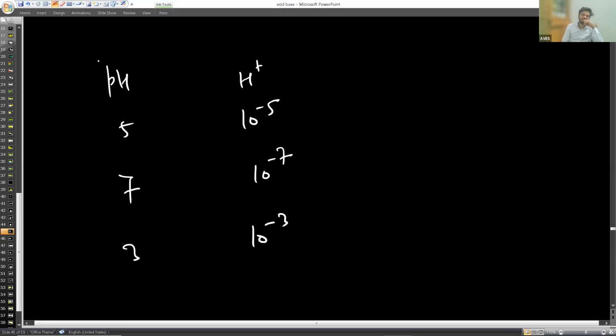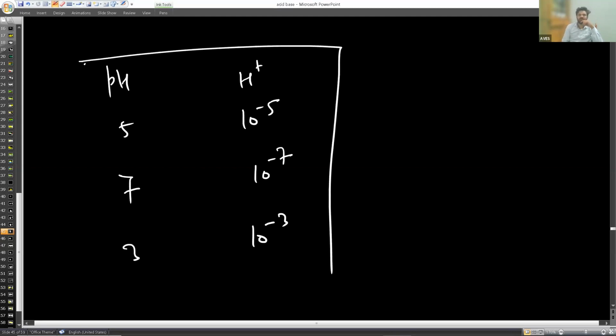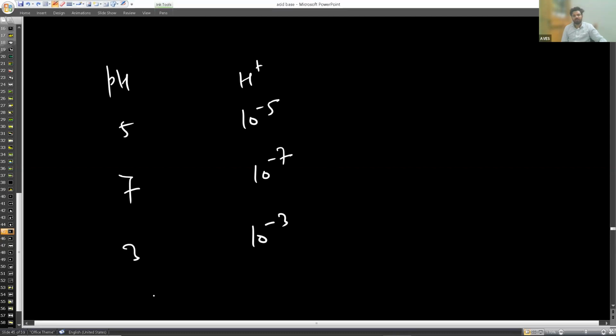Same way you have to note it down that the pH of a solution depends. If the pH of a solution is 13, then the H plus ion concentration will be 10 to the power minus 13. Got it? Yes, sir. So when I ask you to write, then you have to write. Okay. Now the question comes.